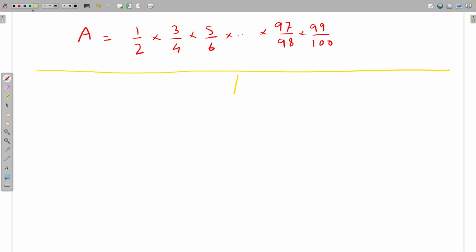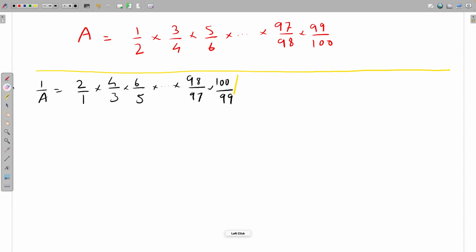Now the first equation: I'm going to find out what is 1/a, that is the reciprocal of a. So the way I can write it is 1/a is nothing but the denominator goes to the numerator and the numerator goes to the denominator. So I can write 1/a as 2/1 into 4/3 into 6/5 all the way, again we have 98/97, then we have 100/99.